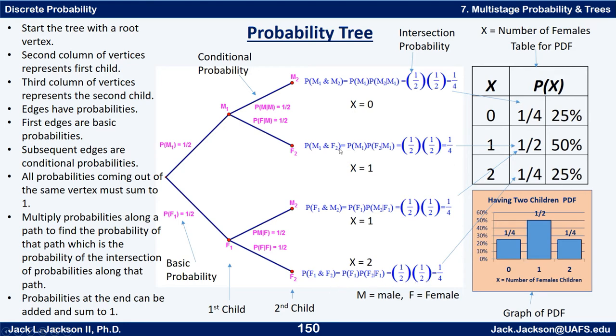But notice there are 2 of them that have X equals 1. Male, then female, female, then male. So that's both X equals 1. You add those probabilities, 1/4 plus 1/4 is 1/2, and so we get that. So did you come up with that earlier? Half the time you should get 1 female, and hence 1 male. And then only 1/4 of the time would you get 0 females and 1/4 2 females. And of course, if you graph that, that makes the bar in the middle twice as tall as the other 2 bars. So this is the graph of the PDF and the table for the PDF. And there's the probability tree.